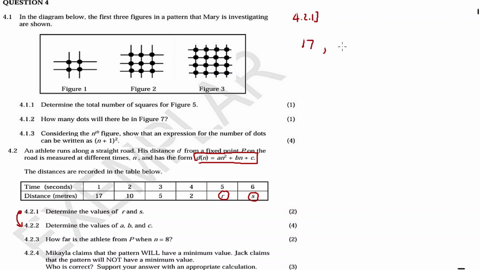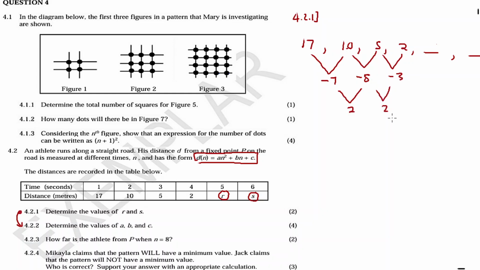So we have 17, 10, 5, 2, R, and S. Let's check what's happening. 10 minus 17, that's negative 7. 5 minus 10, that's minus 5. 2 minus 5, that's negative 3. Negative 5 minus negative 7, that's positive 2. Negative 3 minus negative 5, the answer is 2.